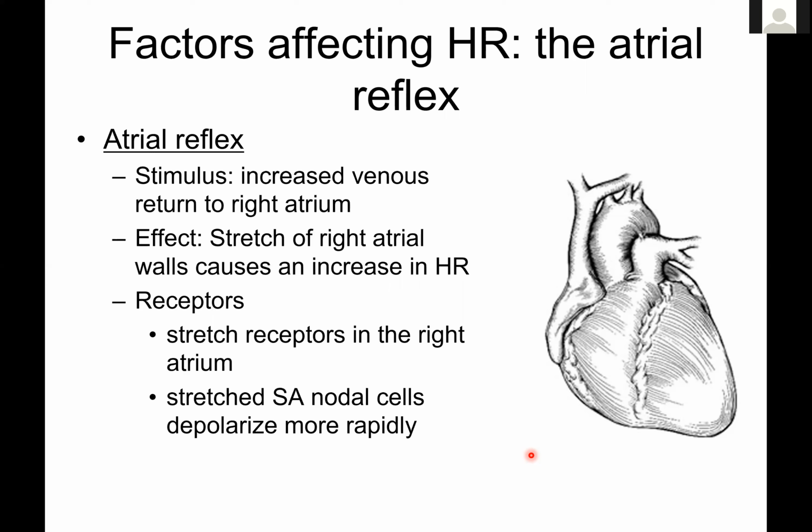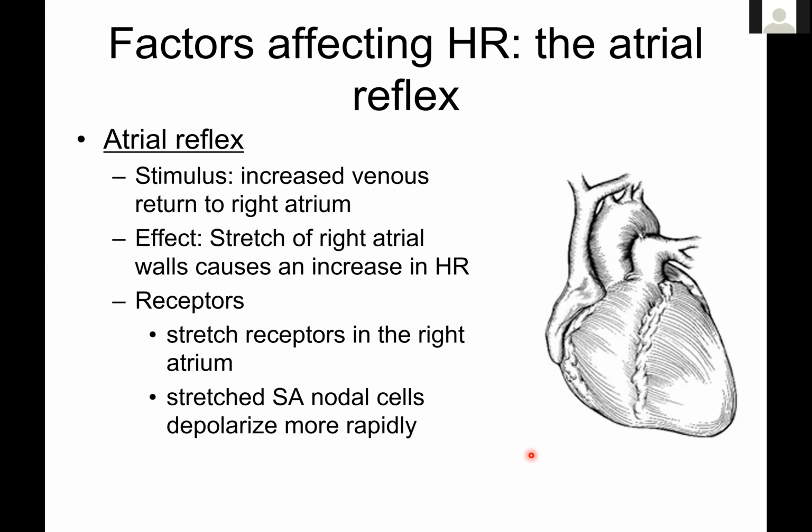So if those vessels are delivering more and more blood to the right atrium, it's going to be stretched more. The stretch causes an increase in depolarization likelihood in the SA node. So not only do they receive input via norepinephrine and acetylcholine, but they also are more likely to depolarize, and they depolarize more quickly if they are stretched. That's the atrial reflex.